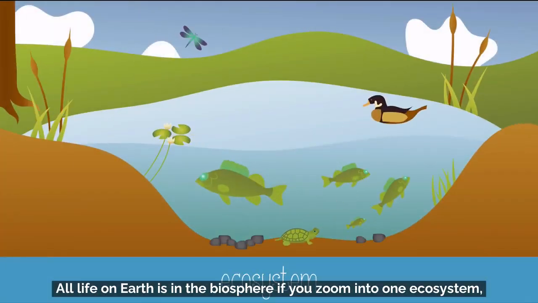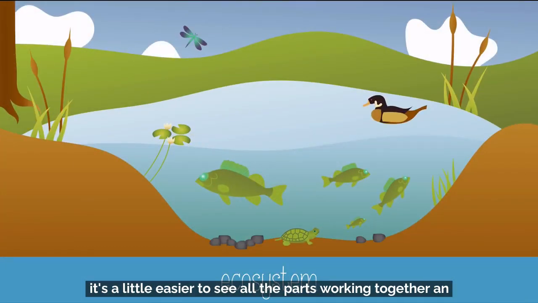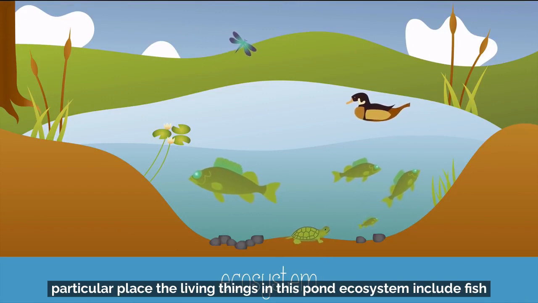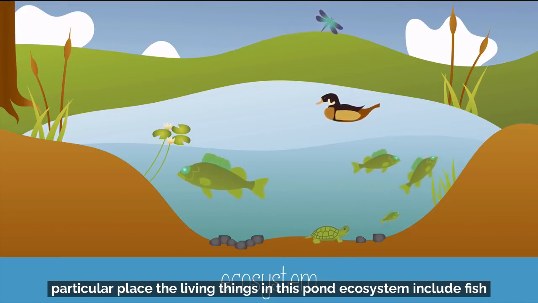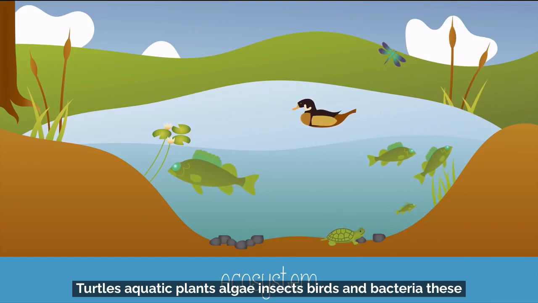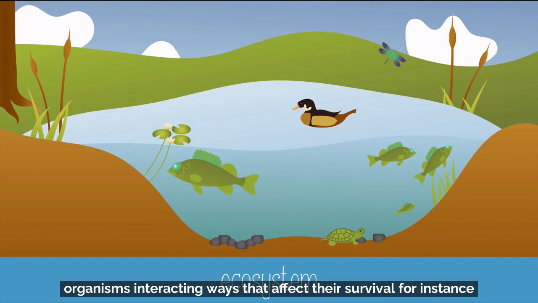If you zoom in to one ecosystem, it's a little easier to see all the parts working together. An ecosystem is all the organisms and non-living environment found in a particular place. The living things in this pond ecosystem include fish, turtles, aquatic plants, algae, insects, birds, and bacteria. These organisms interact in ways that affect their survival. For instance, insects and fish eat aquatic plants, and the turtles eat the fish.